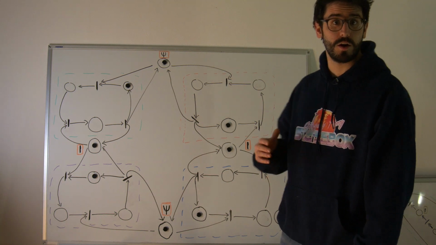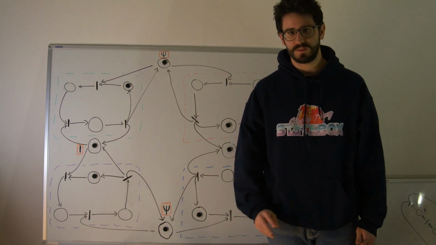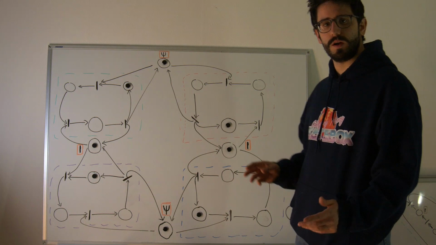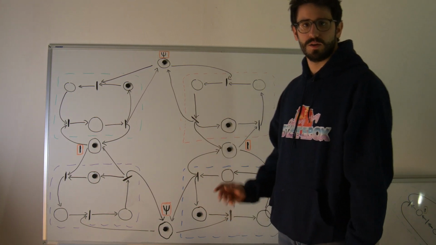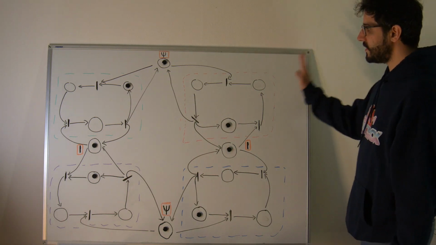In the previous video I showed you the dining philosopher's problem. In this video we are going for the first endeavor in modeling the problem using Petri nets. So what you see here is a Petri net.